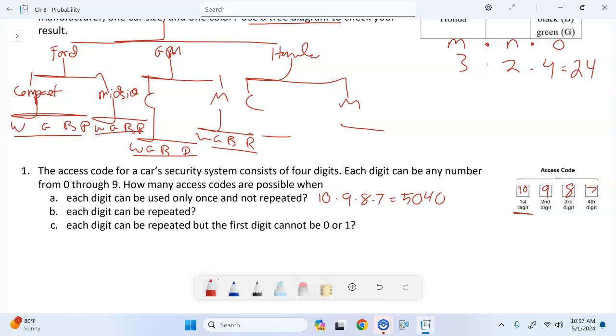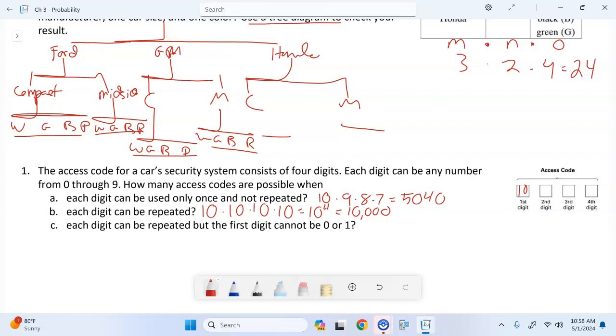Now, instead of saying numbers can't be repeated, what if they can? We still start with 10 for the first, and since I'm allowed to reuse digits, how many options do I have for the second? And the third? And the fourth? So they all have 10 options. So we have 10 times 10 times 10 times 10, which is 10 to the fourth, and we have 10,000 different options. So just by removing that limiter of saying we can't repeat numbers, we've doubled the number of possible combinations that can be used for that security code.